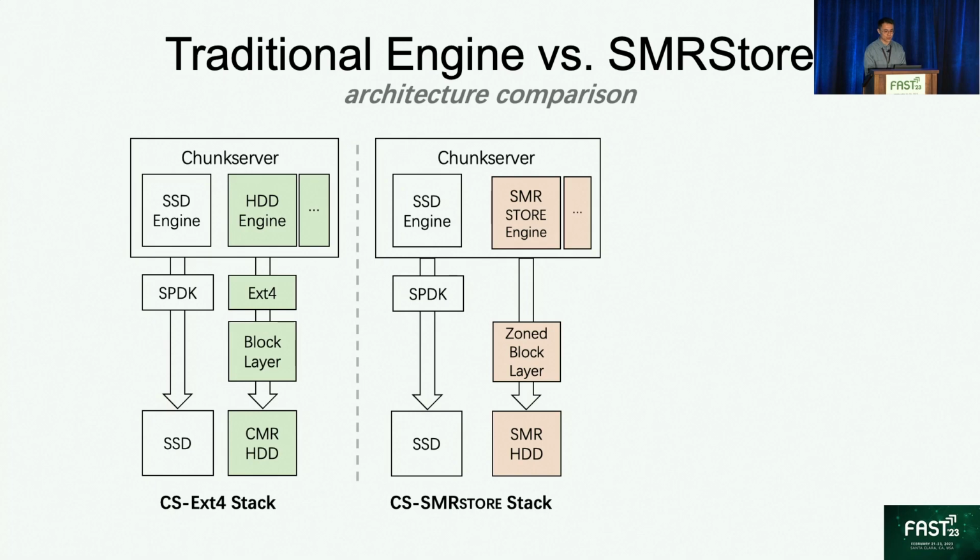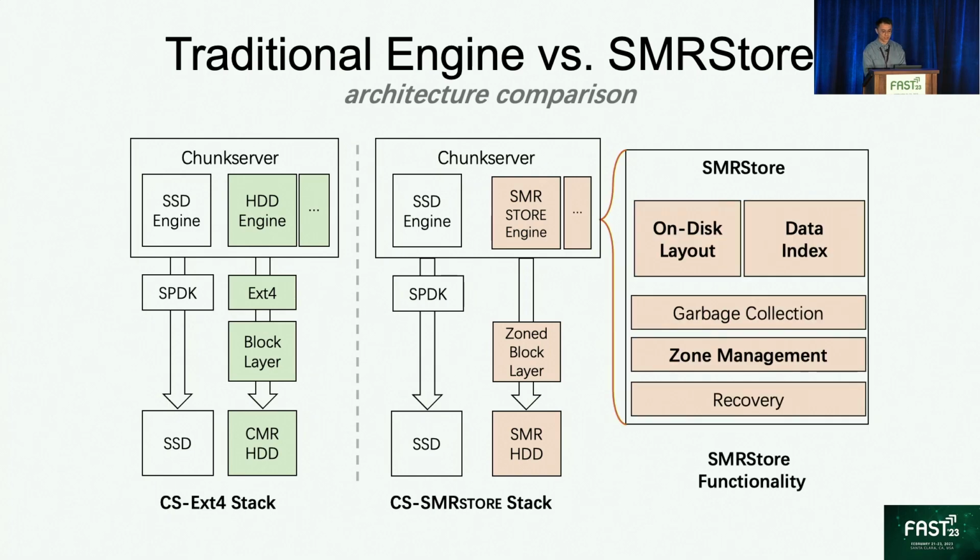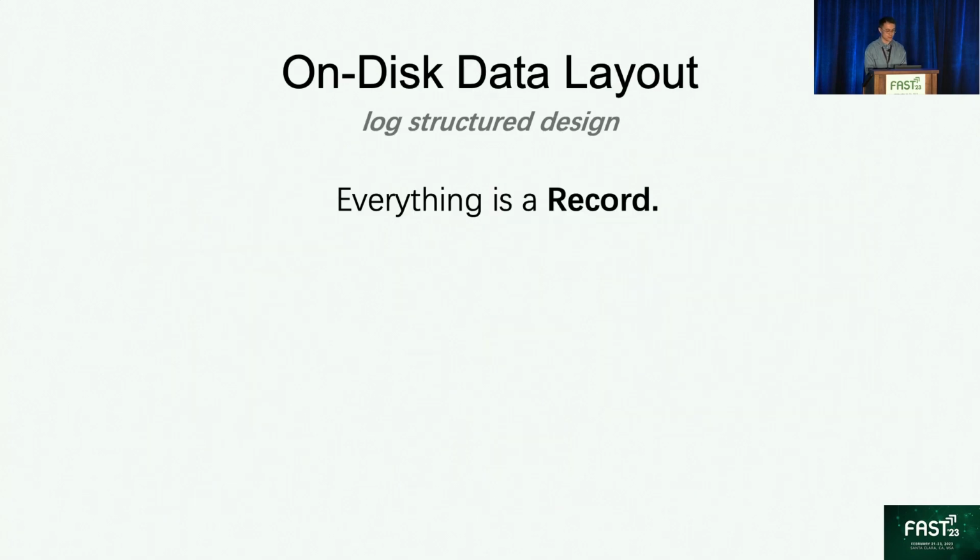Unlike traditional HDD storage engines, SMRSTORE does not rely on any traditional local file systems. It sits in the user space and communicates with SMR drives by zone block interfaces. The functionalities we'll talk about today include on-disk layout, data index, and zone management. SMRSTORE follows a log-structured design and uses a customized log called a record. A record is a basic unit on disk for SMRSTORE's metadata and user data.